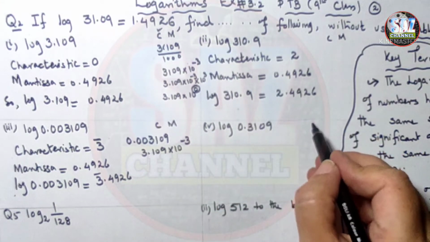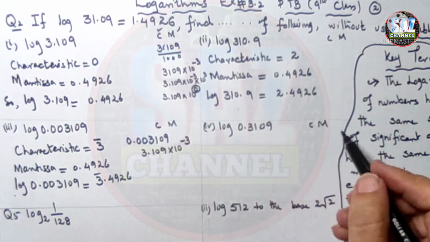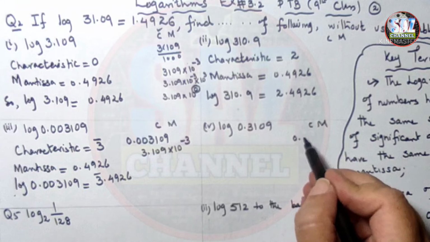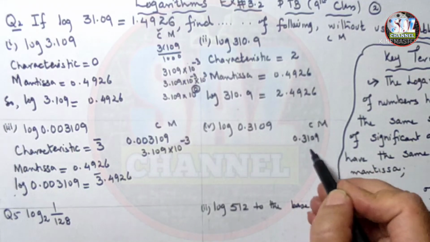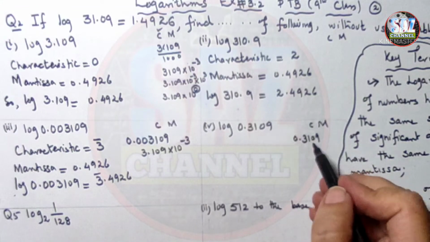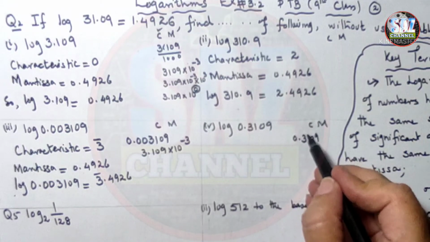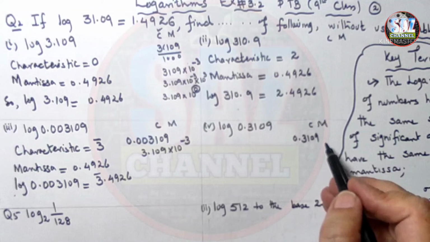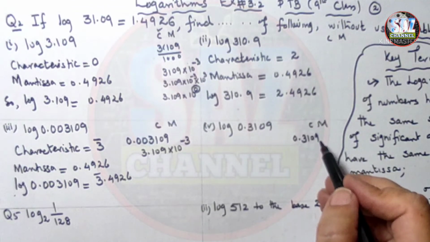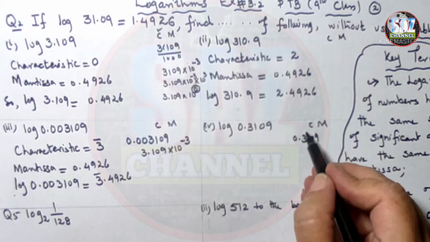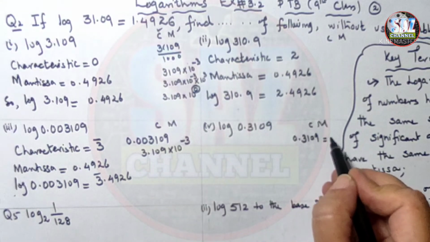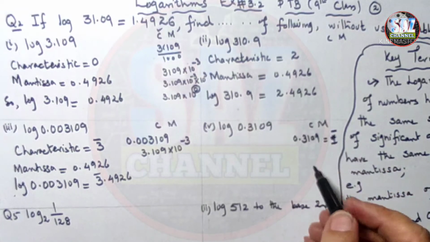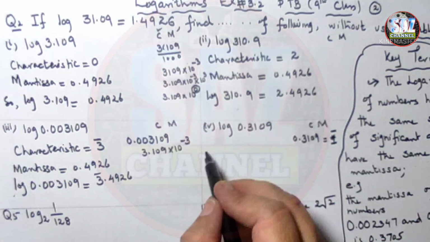Okay, moving to the last part, that is log of 0.3109. Okay, again characteristic and mantissa. For the characteristic, what we have to do is write 0.3109 in scientific notation, and how many right moves do I have to take now? Only one right move, so one right move will give me characteristic minus 1, and mantissa is already given in the question.